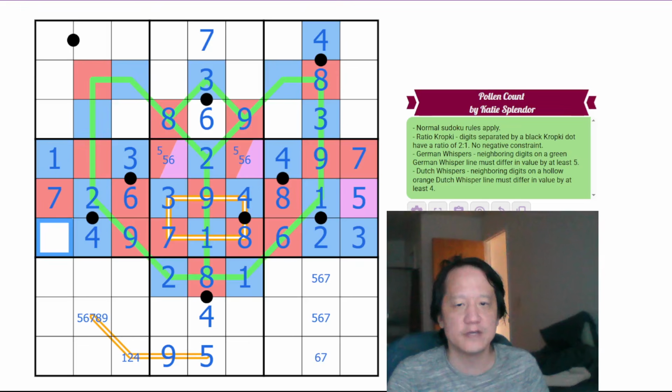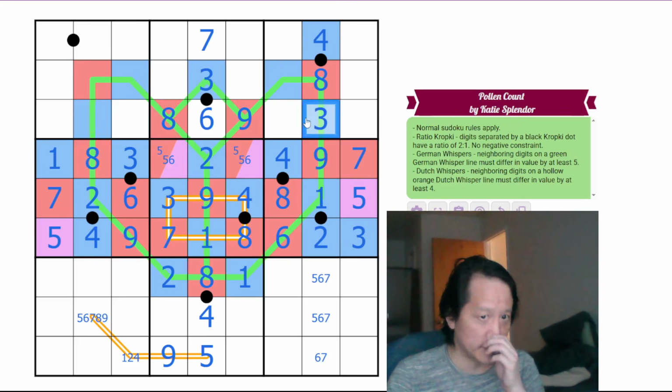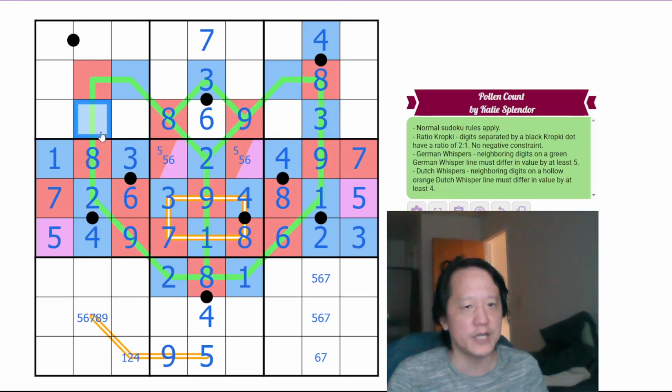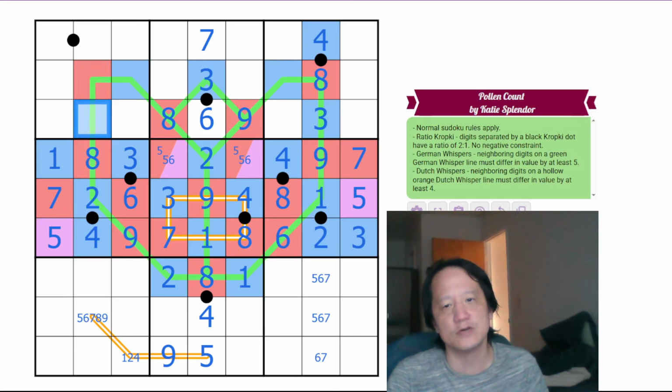That leaves this as a 5 in row 6. That must be 8 here. This digit cannot be 2 or 3, and it must be next to an 8 and another digit, so that can only be 1 then. That leaves this. This digit is next to 2 unique digits on a Whisper 5 line. So this has to be either 7 or 9 here.